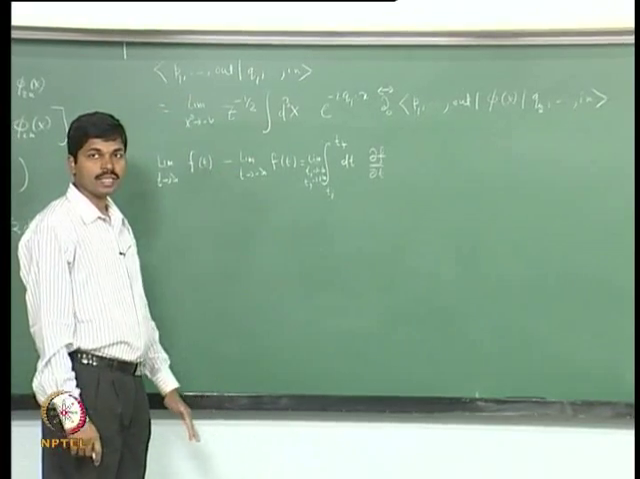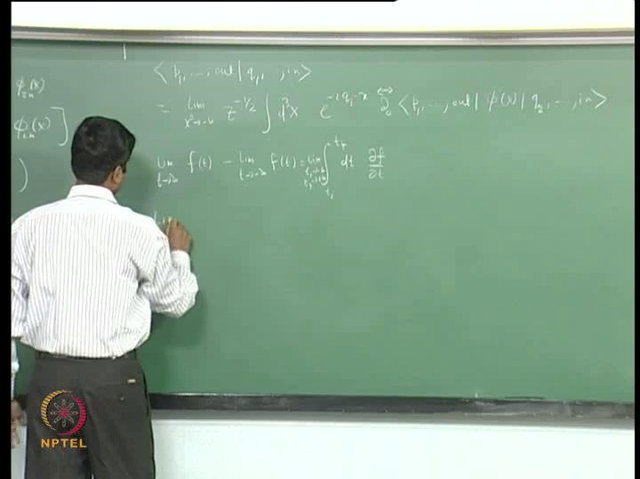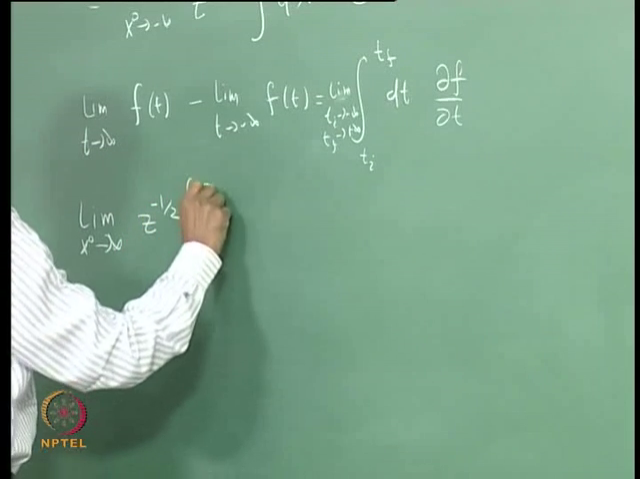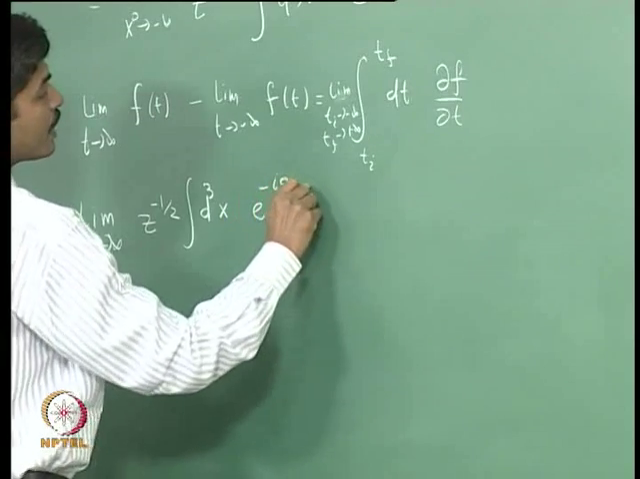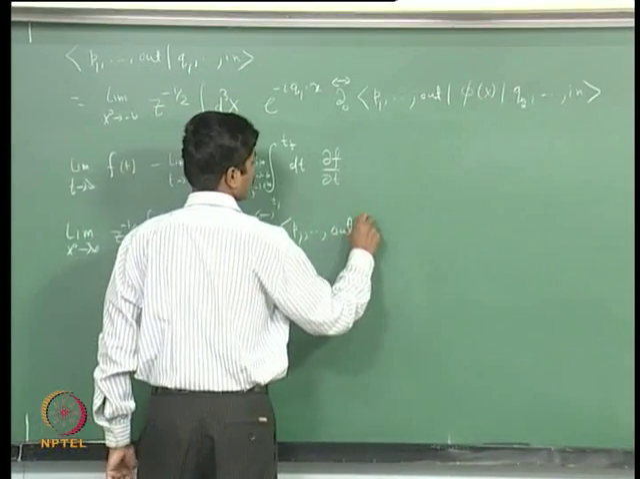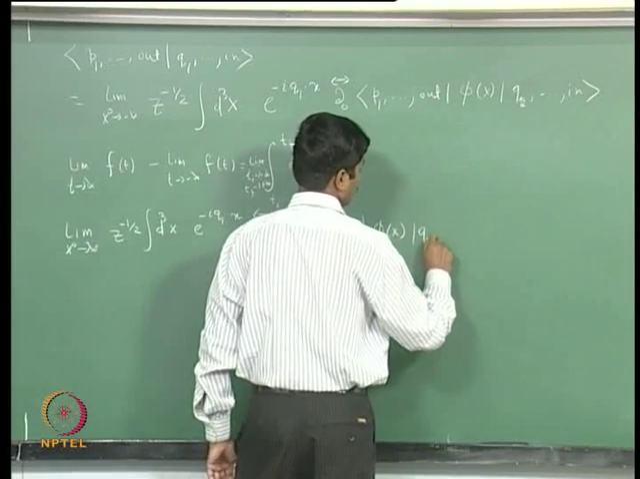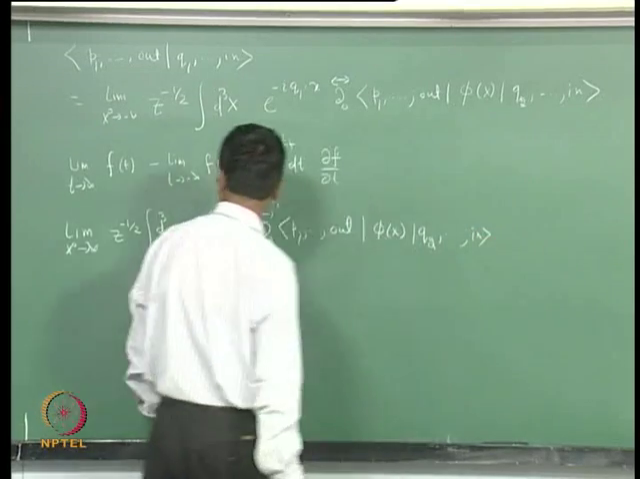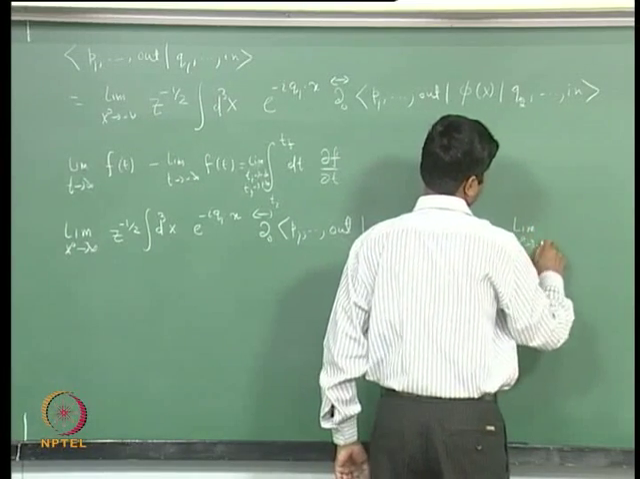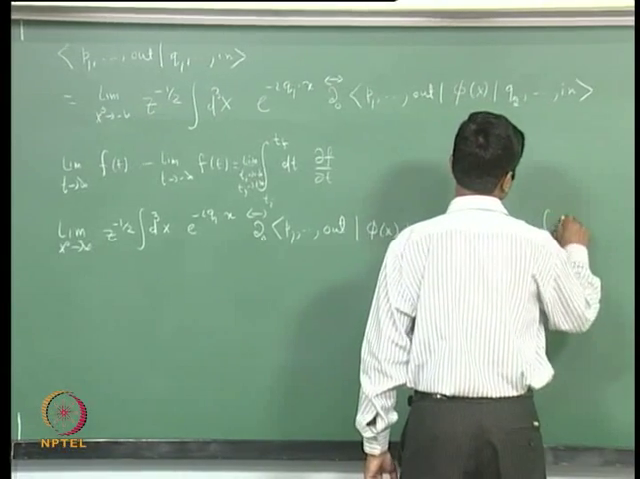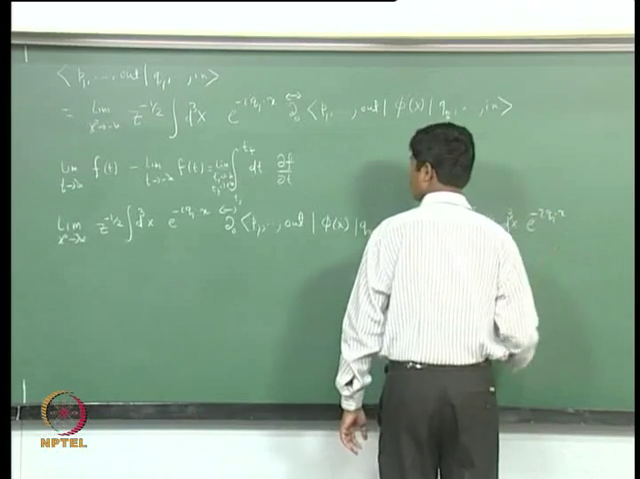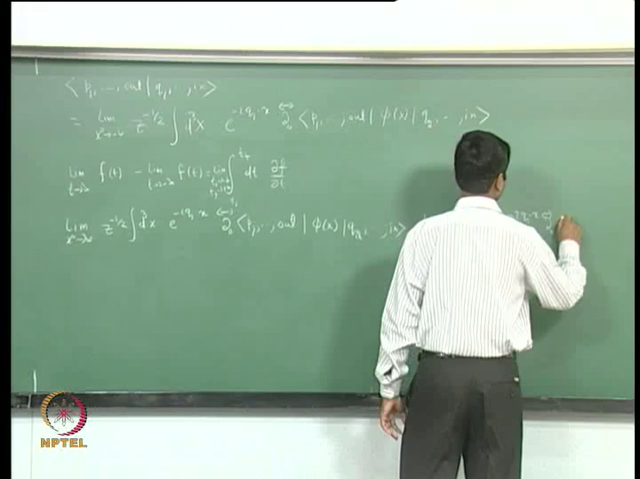We will take the difference and the difference now will be equal to limit x 0 tends to infinity z to the power minus half d cube x e to the power minus i q1 dot x del 0 p1 out phi of x q2 in, minus the same quantity in the limit x 0 tends to minus infinity, z to the power minus half d cube x e to the power minus i q1 dot x del 0 p1.